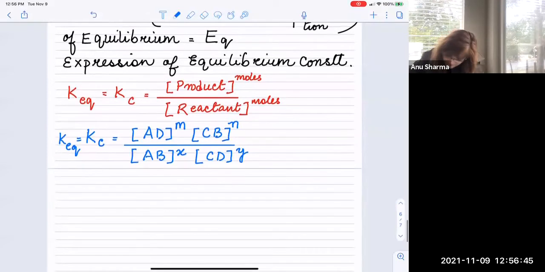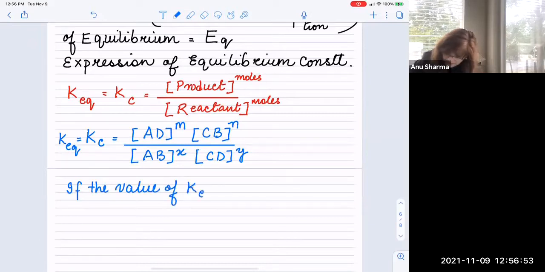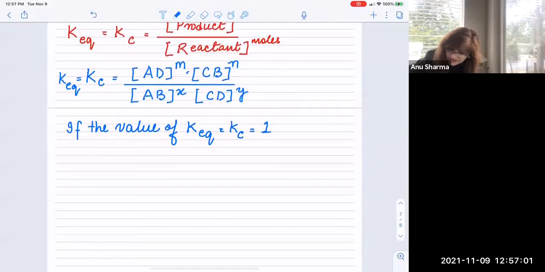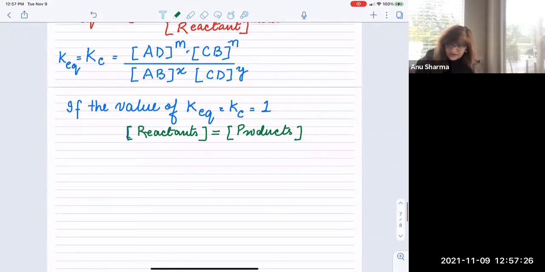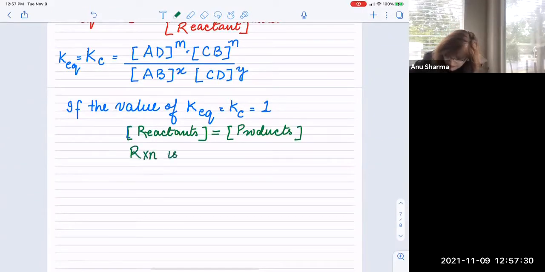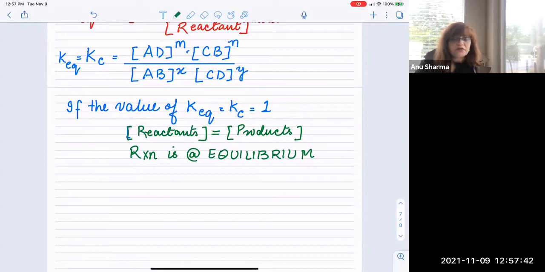Now, if the value of K equilibrium or Kc is equal to 1, what is the meaning of that? This means that the concentration of the reactants is equal to the concentration of the products. In that case, the reaction is at equilibrium. It's not going anywhere. The moment the products are formed, they begin to disintegrate and make the reactants.